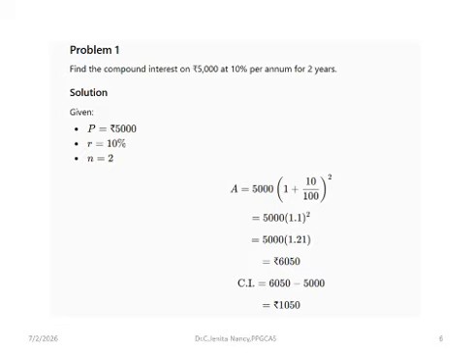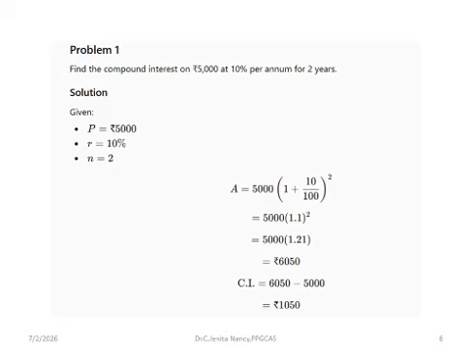Now problem number 1. Find the compound interest on rupees 5,000 at 10% per annum for 2 years. Solution: given the principal amount as rupees 5,000, R is the rate of interest, that is equal to 10%. The number of years is prescribed as 2. Therefore, n is equal to 2.